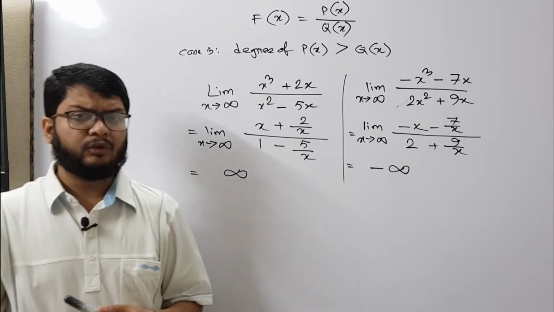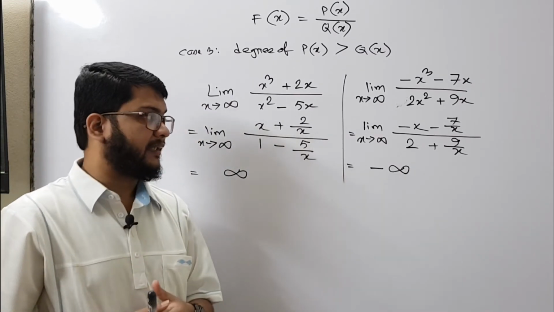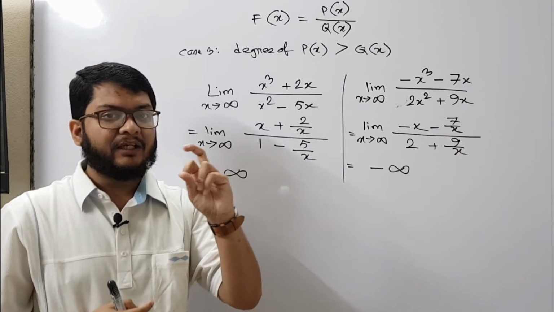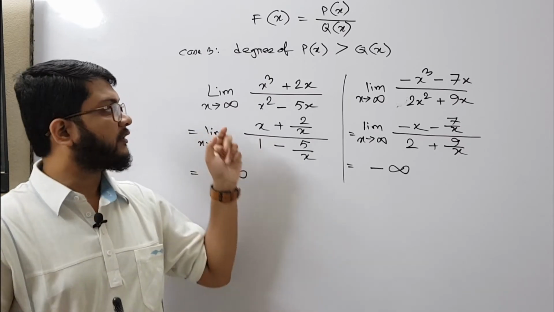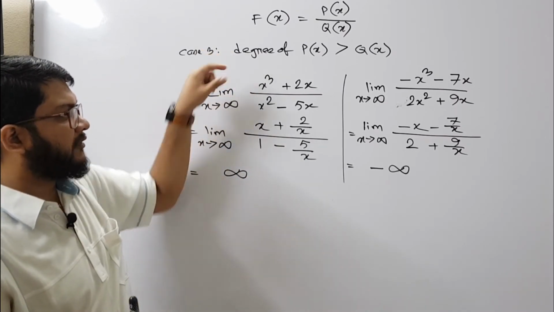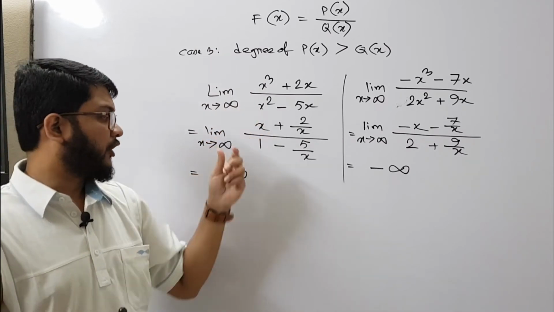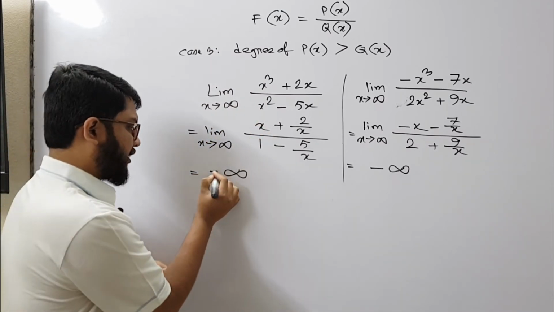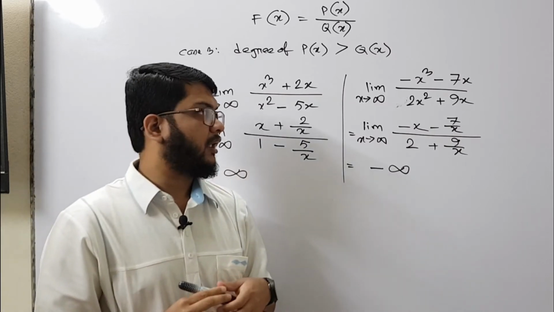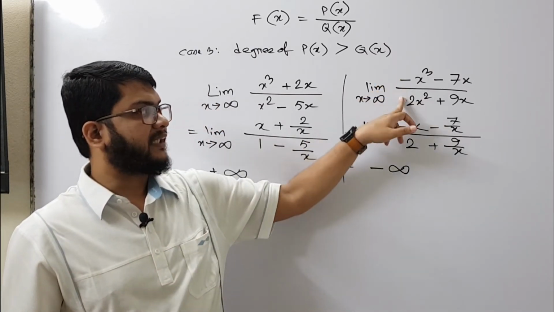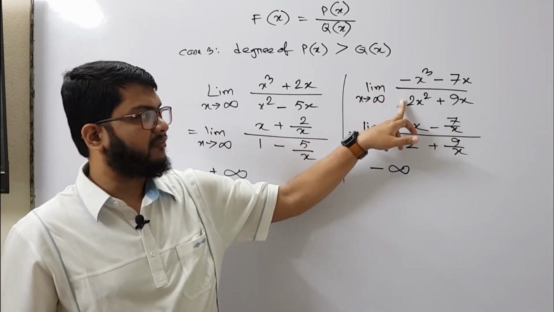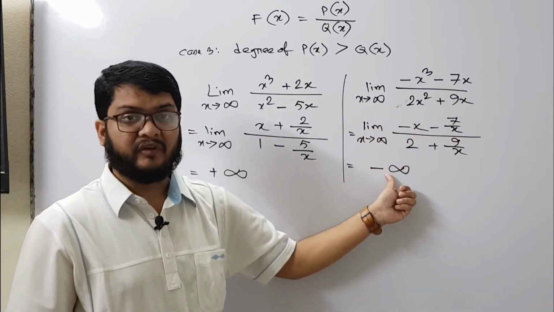So we can come to a conclusion that when the leading coefficients are of the same sign, you see here it was positive, that's why we got positive infinity. But when we take opposite signs, here it was negative, it was positive, that's why we have got negative infinity.